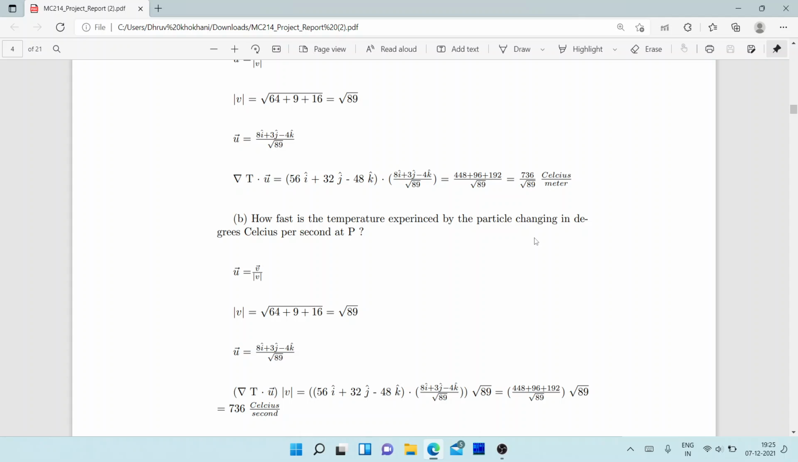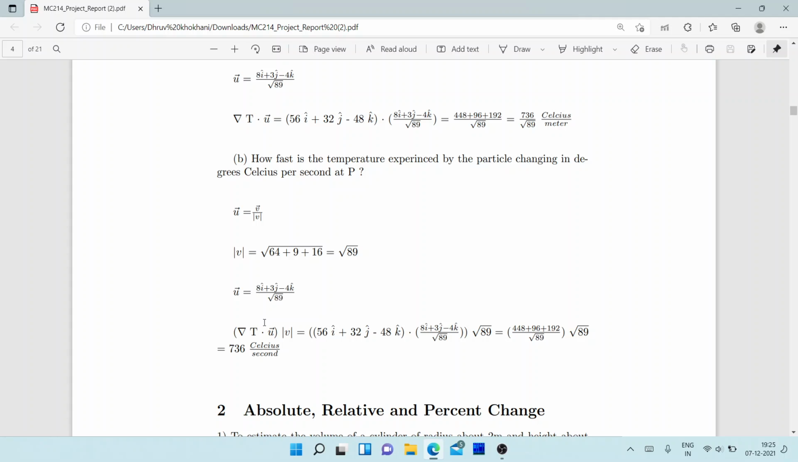In the second part, we have to find how fast the temperature is experienced by the particle at point P in degrees Celsius per second. As we did in the above problem, we find the gradient of T dot u multiplied by the magnitude of velocity, and we get 736 Celsius per second.